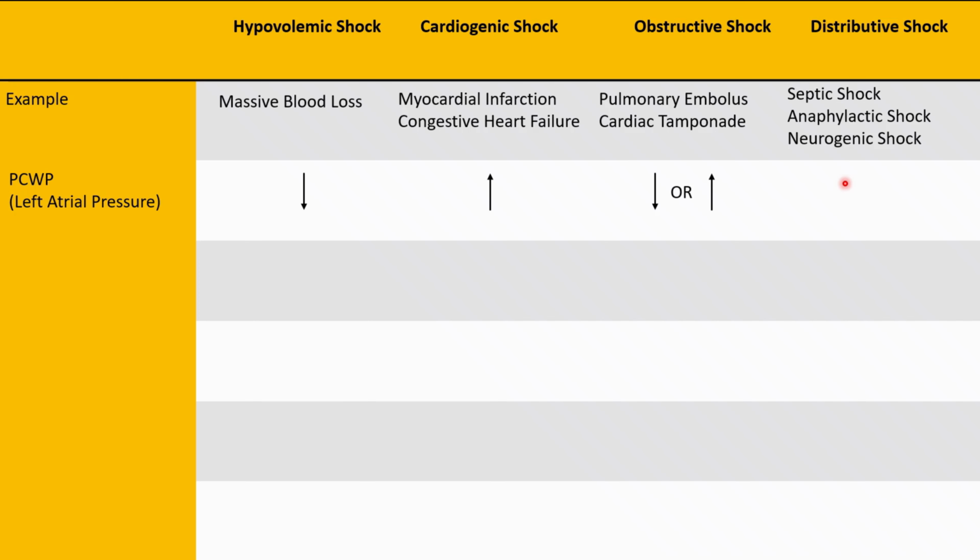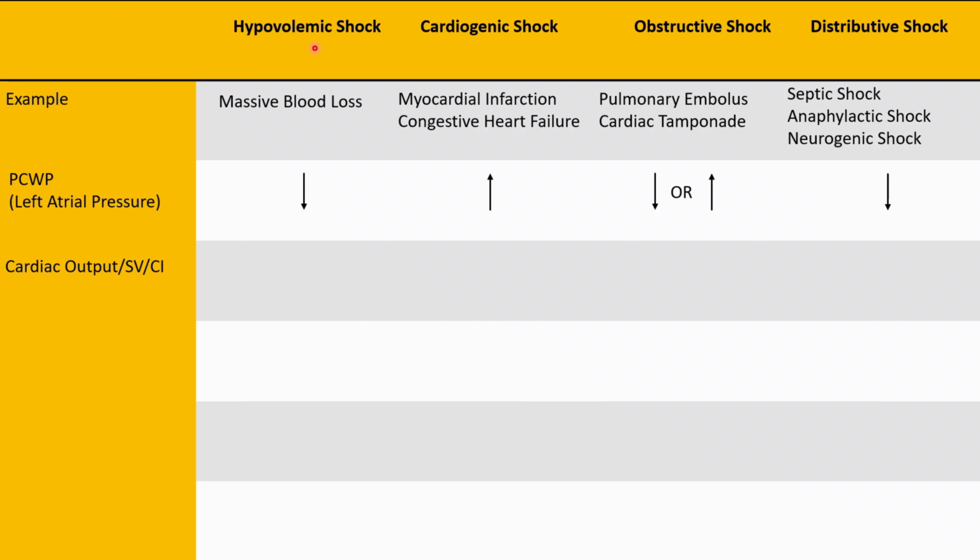So what will happen to the left atrial pressure if blood is not coming back to your heart? There's no venous return. Venous return has dropped. What will happen? Left atrial pressure will fall because there's no blood coming back. Now the next parameter, PCWP, you got the distribution of PCWP across the 4 types of shock, left atrial pressure across the 4 types of shock. The next parameter, cardiac output, stroke volume.